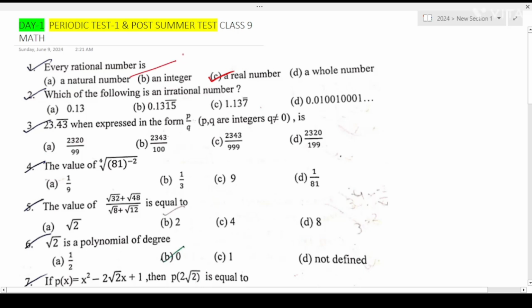Now we know that natural number is denoted by N and all the counting numbers, that is 1, 2, 3 dot dot are the natural numbers. But an integer is denoted by Z and all the positive, negative with 0 are called integers, that is 0, plus minus 1, plus minus 2, etc. So what is whole number? Now whole number is 0 with natural numbers, that is 0, 1, 2, 3, etc.